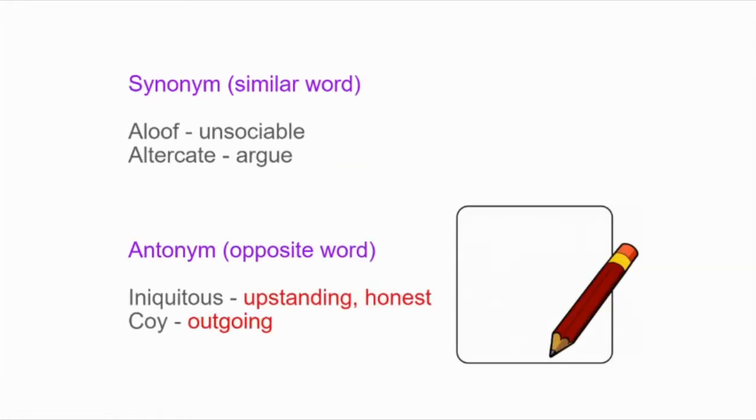And let's practice writing some synonyms. Aloof, another word for aloof is unsociable. Altercate, another word for that is argue or dispute. And how about some antonyms? So for antonym, you can write that it means opposite word. And here are some antonyms that we learned. Iniquitous, the antonym of that is upstanding and honest. So a person who is iniquitous would not be honest and would not be upstanding. Coy, the antonym of coy is outgoing. You can pause the video so you can finish writing these words.